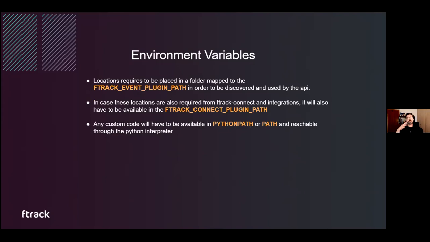This ftrack event plugin path is used by the API and API only, and this is where ftrack API will look for its own plugin. Connect has its own environment, which is the ftrack connect plugin path. And then, of course, any custom code that you want to use will have to be reachable through the Python path. So you have to be able to import these modules in order to make it work.